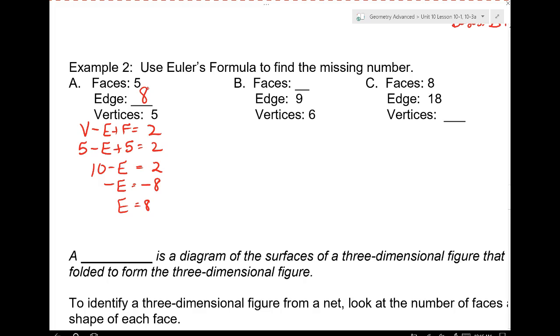Now, this has to work or you won't have a polyhedron. You won't have a prism. You won't have a pyramid, those type of shapes. This has to be true or it won't be one of those.